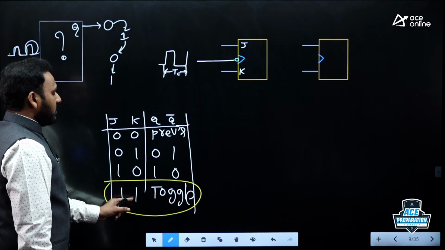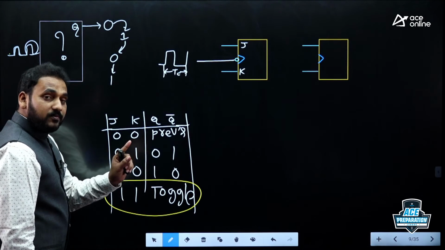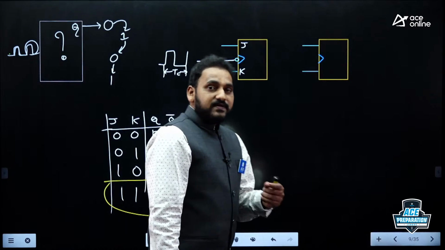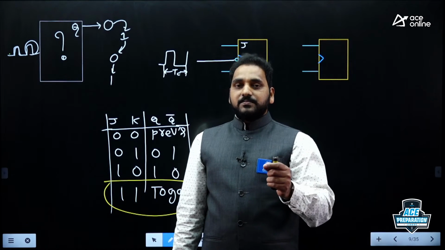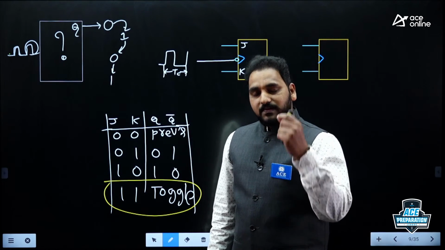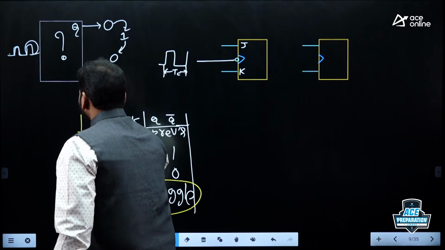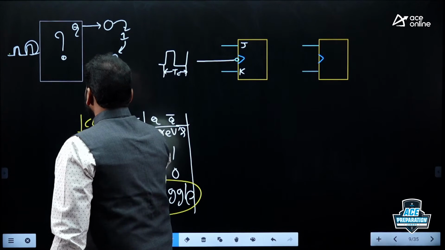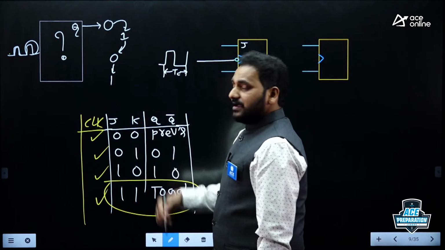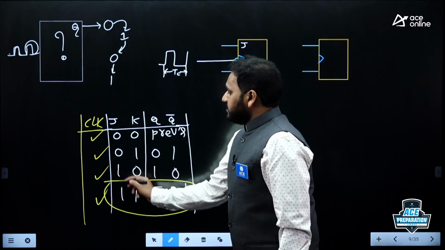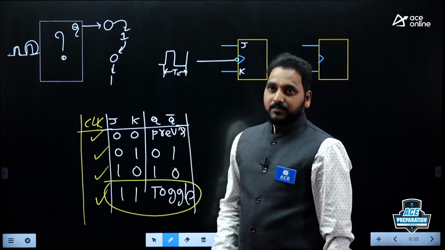If J and K are 1 and 1, for every clock pulse the output is going to toggle, but the condition is that it will happen in the presence of the clock pulse only. The clock pulse must exist for the flip-flop. I am assuming the clock is available everywhere. If the clock is not available, whatever the inputs may be, the output will maintain its previous state. That's it. You remember it temporarily.